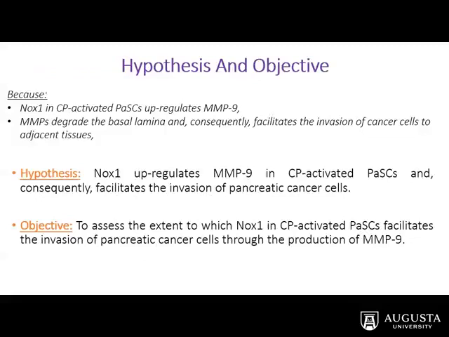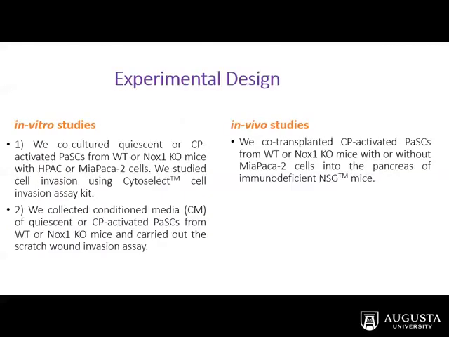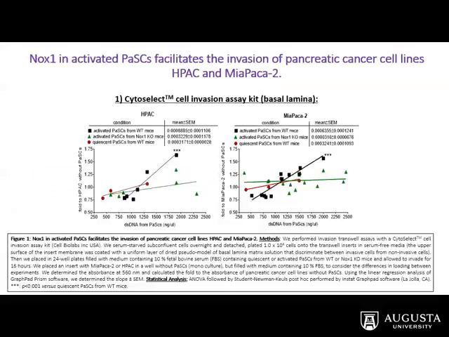Because MMPs degrade the basal lamina and in this way facilitate the invasion of pancreatic cancer cells, the objective of this work was to determine the extent to which NOX1 in chronic pancreatitis activated pancreatic stellate cells facilitates the invasion of pancreatic cancer cells through the production of MMP9. For that purpose, we carried out both in vitro and in vivo studies. Let's start with the in vitro studies.